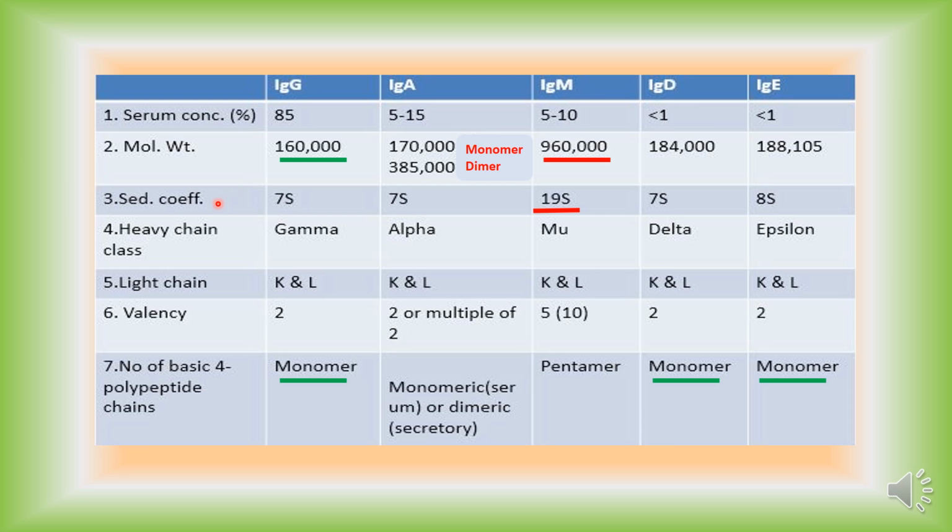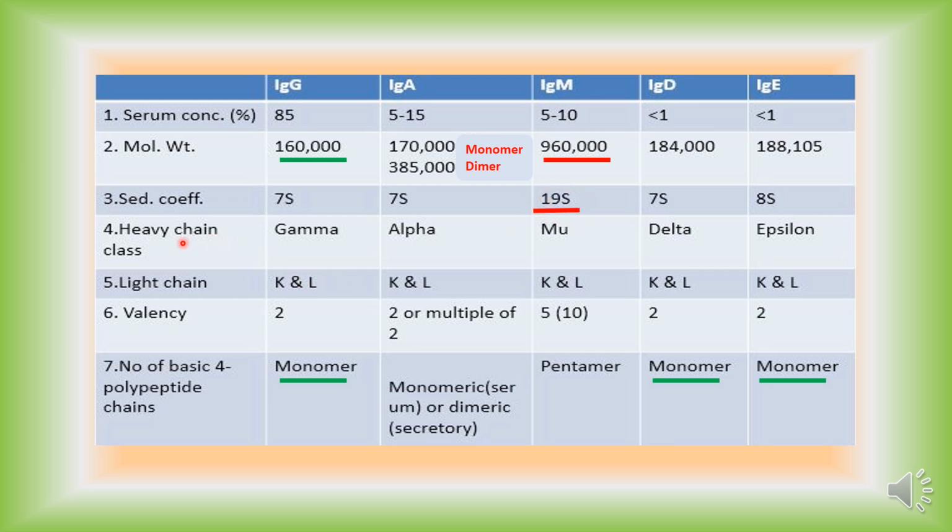The sedimentation coefficient is the rate at which these immunoglobulins settle down, and the heavier the immunoglobulin, the greater is the sedimentation coefficient. So immunoglobulin M is seen to have the highest sedimentation coefficient.